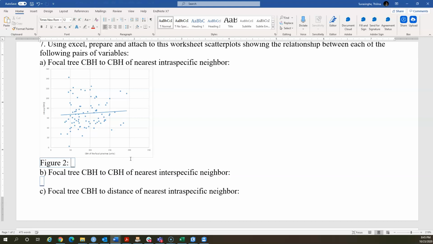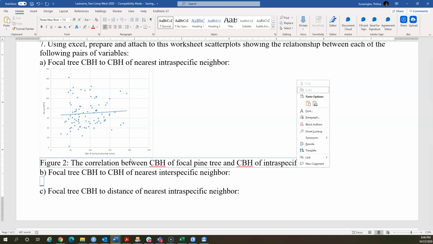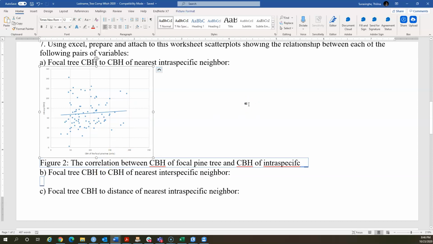What am I looking at over here? The correlation between CBH, I'm being lazy, CBH of focal pine tree and CBH of other intraspecific trees, or intraspecific nearest neighbor. And then, well, that's it actually.